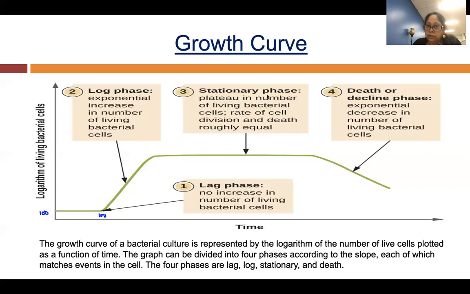Now the third stage is the stationary phase. It looks like they reached a plateau, and it's a steady number. They started from here to here, so you can understand: 100 to the power 2. Every time they are multiplying by a factor of 2. So over here, so many bacteria have increased in number, so many bacteria are there.